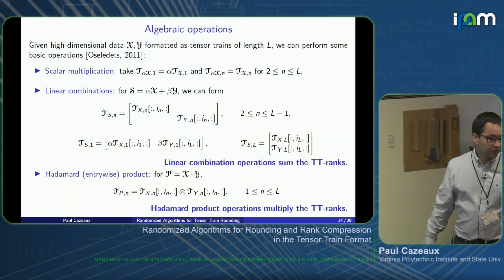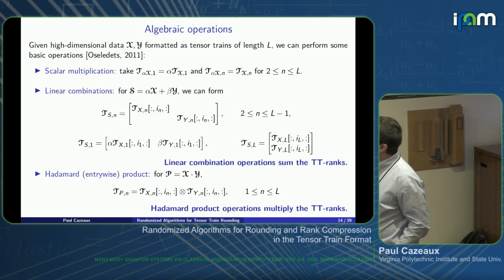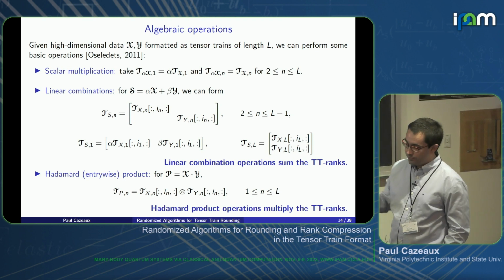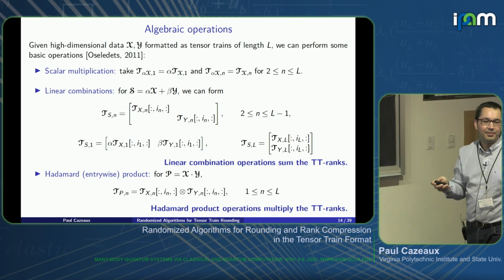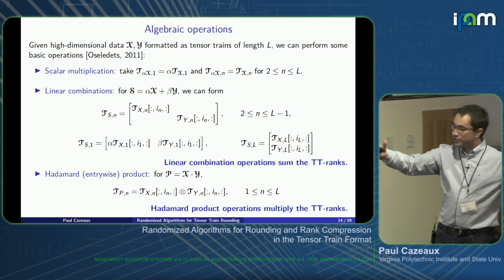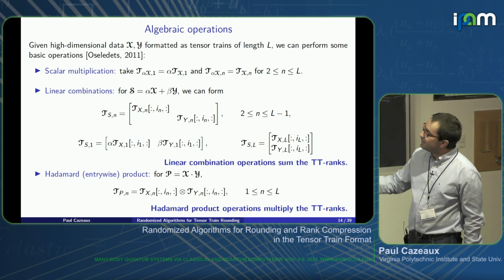For example, I just want to do a scalar multiplication, how to multiply this tensor. And one thing to notice is that you don't want to multiply all the cores, you just want to multiply one of them by the scalar, because in the product, otherwise you would be multiplying by alpha to the power L.